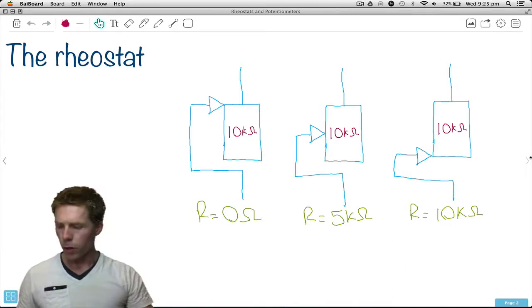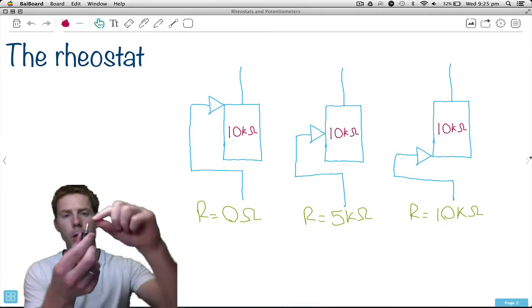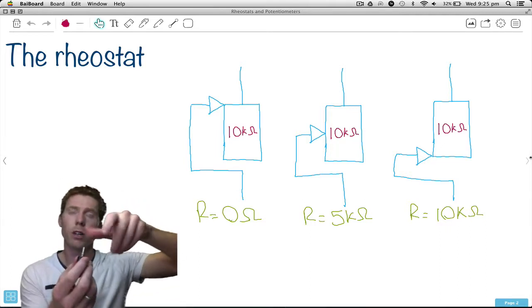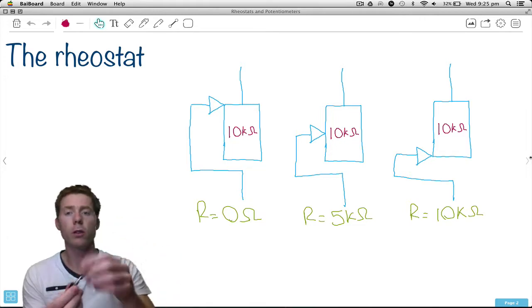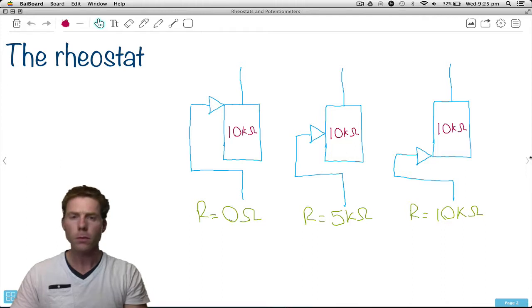Okay, so let's first start with the rheostat. So here is an example of a rheostat. This one here is the rotary type one. So as you rotate it left and right, or clockwise, counterclockwise, the resistance goes up or the resistance goes down depending on which way you rotate it.